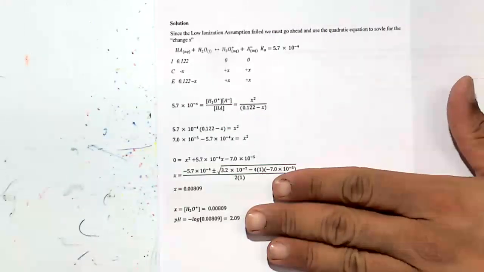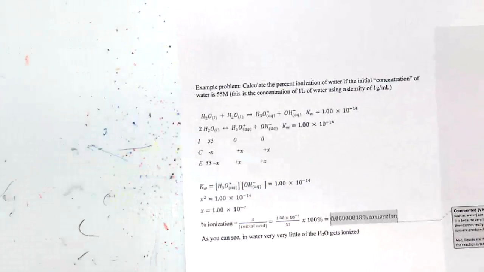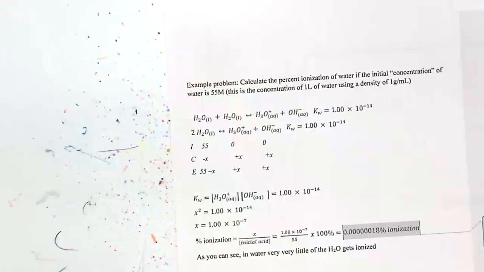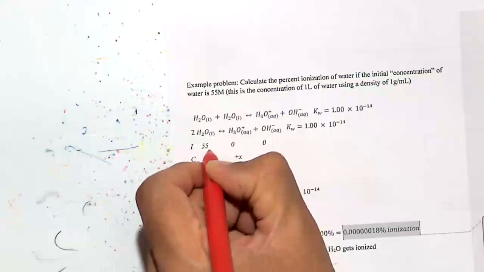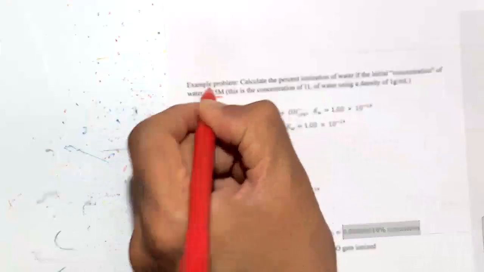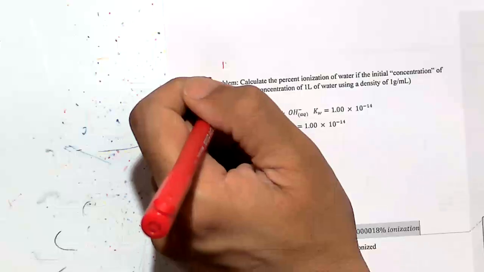Because it was 6.8%, greater than 5%, I did the quadratic there, and you can check that out. Let's see what this is here. I did an ICE table on water. Usually the concentration of water in 1 liter is 55 molar. So, 55 molar.